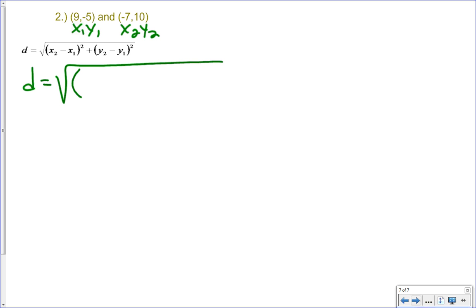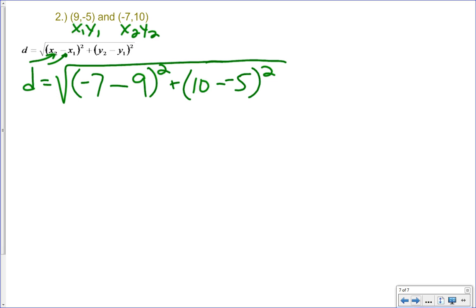So according to my notation, x sub 2, which comes first, see that, is -7. Got it. Minus, because it's in the formula, x sub 1, which is 9. But according to the formula, I better square that. Plus y sub 2 is next, which according to my notation is 10, minus y sub 1, which is a -5. Any questions on the substitution there? Again, you could have called this point x1, y1, and that one x2, y2, and it's still going to come out to the same number in the end. It doesn't matter.